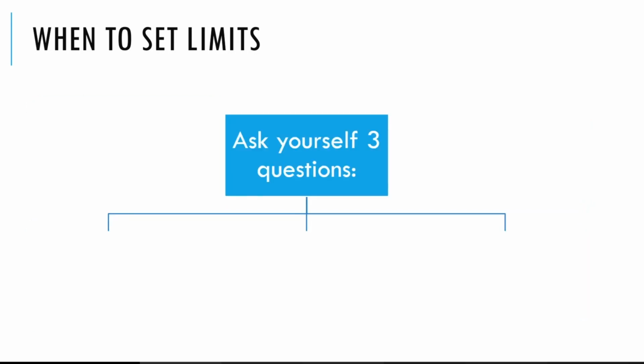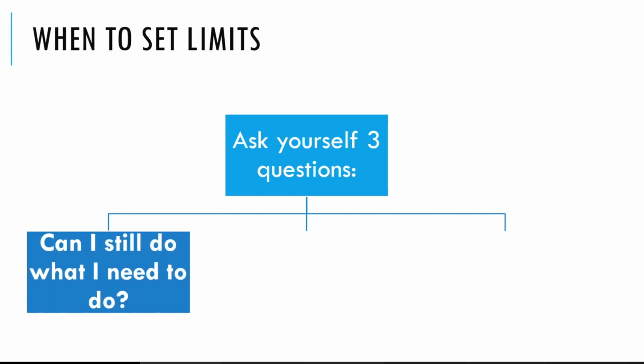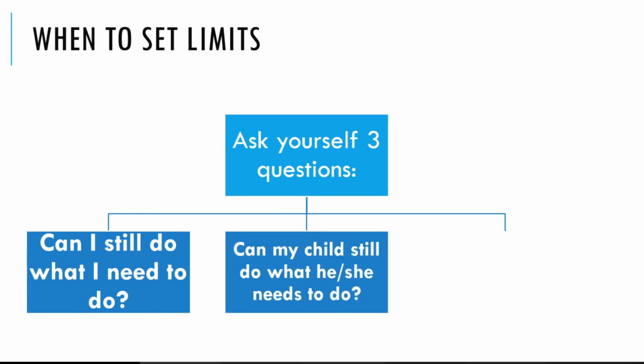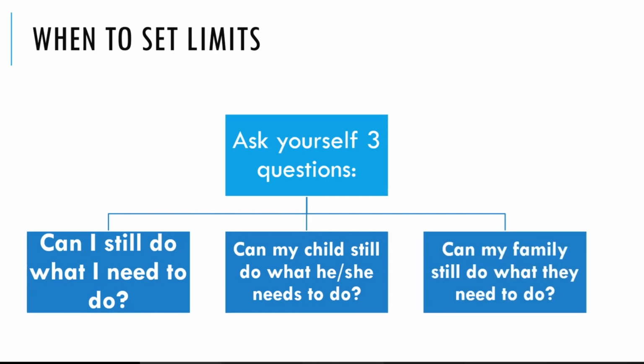So when we are setting those limits, there are three questions that you have to ask yourself. The first one is, can I still do what I need to do? Can my child still do what he or she needs to do? And can my family still do what they need to do? This is very important. This should be a self-talk for any caregiver when choosing whether or not to engage with a child. If you answered yes to any of these questions, do not engage in the behavior.